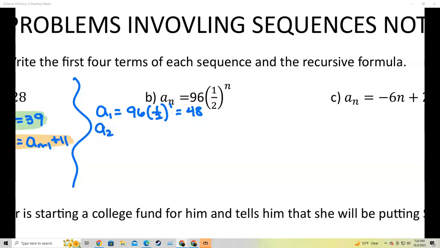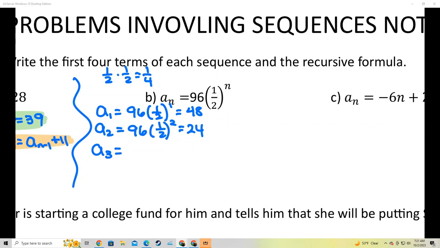To get my second term, I'm going to take 96 times 1 half to the second power. Let me just remind you that 1 half to the second power means 1 half times 1 half, which is 1/4. And when you multiply something by 1/4, really all you're doing is dividing it by 4. So I'm going to take that 96 and divide it by 4. And what I end up with there is a 24.